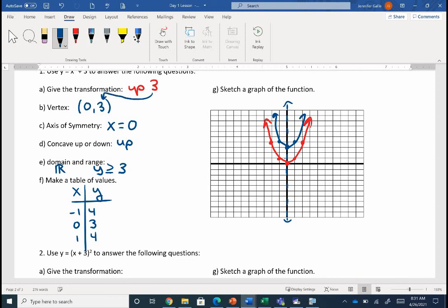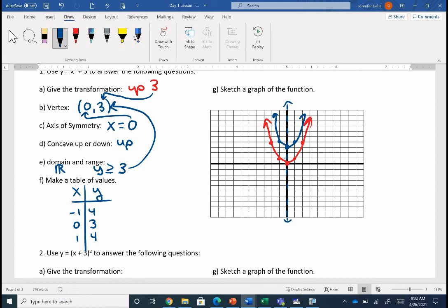Notice how there's a 3 in my vertex. X equals 0. Notice how there's a 0 in my vertex. My range has a 3 in it. So notice as we go through how some of these numbers are repeated as we find those special parts of our graph. We're going to keep our equations pretty simple today, and then we'll put more of the transformations together tomorrow. So today, looking at simple ones and trying to pick out how noticing these patterns can make our life much easier when graphing these.